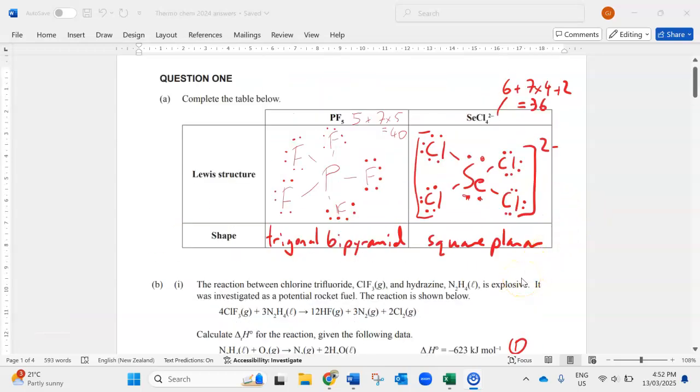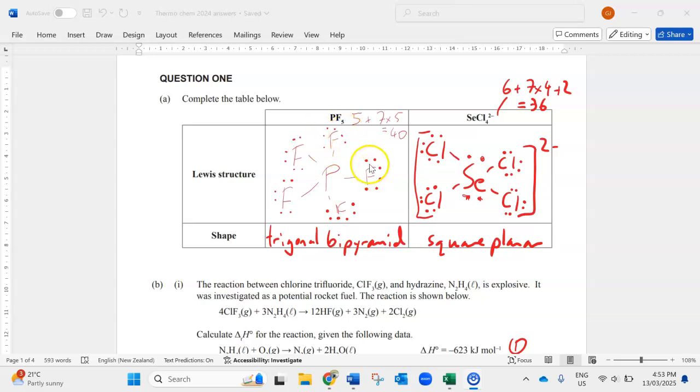This is the 2024 Particles and Thermochem paper, 91390. The first question asks you for Lewis structures. Phosphorus has 5 electrons because it's in group 15. Fluorine has 7 electrons because it's in group 17, and there are 5 fluorines for a total of 40. Put the 5 fluorines around the outside, a bond to each of them from the phosphorus.